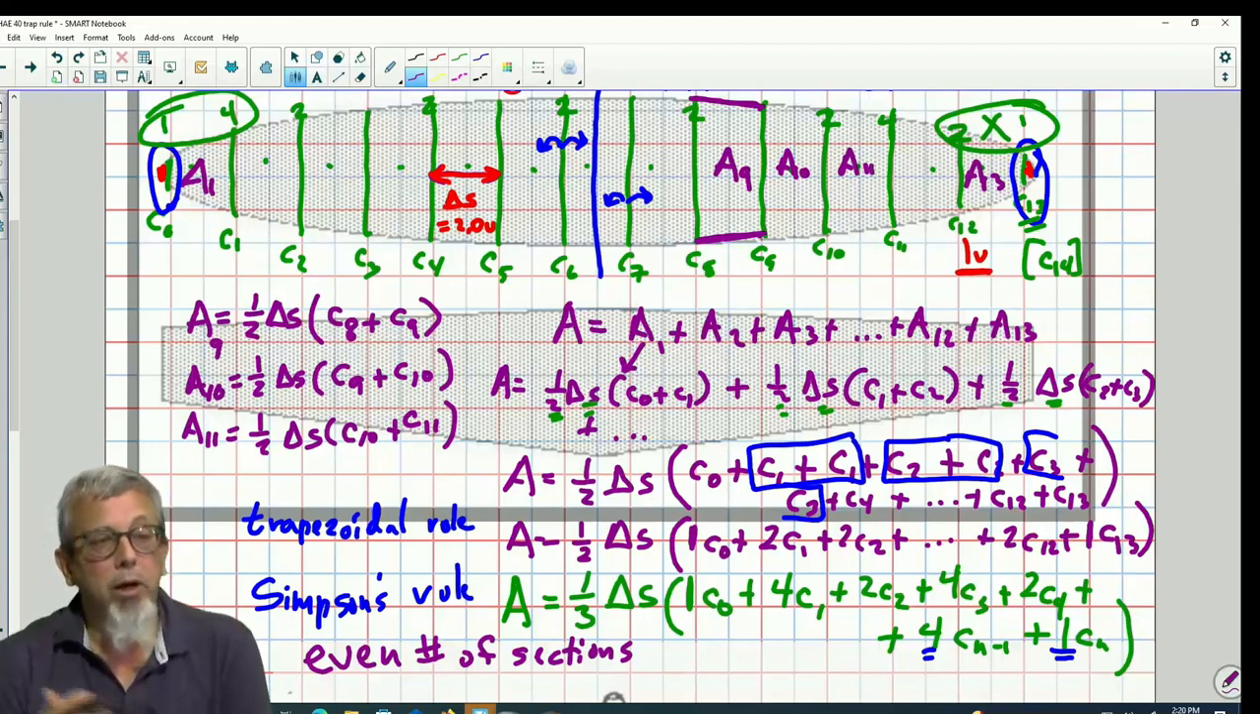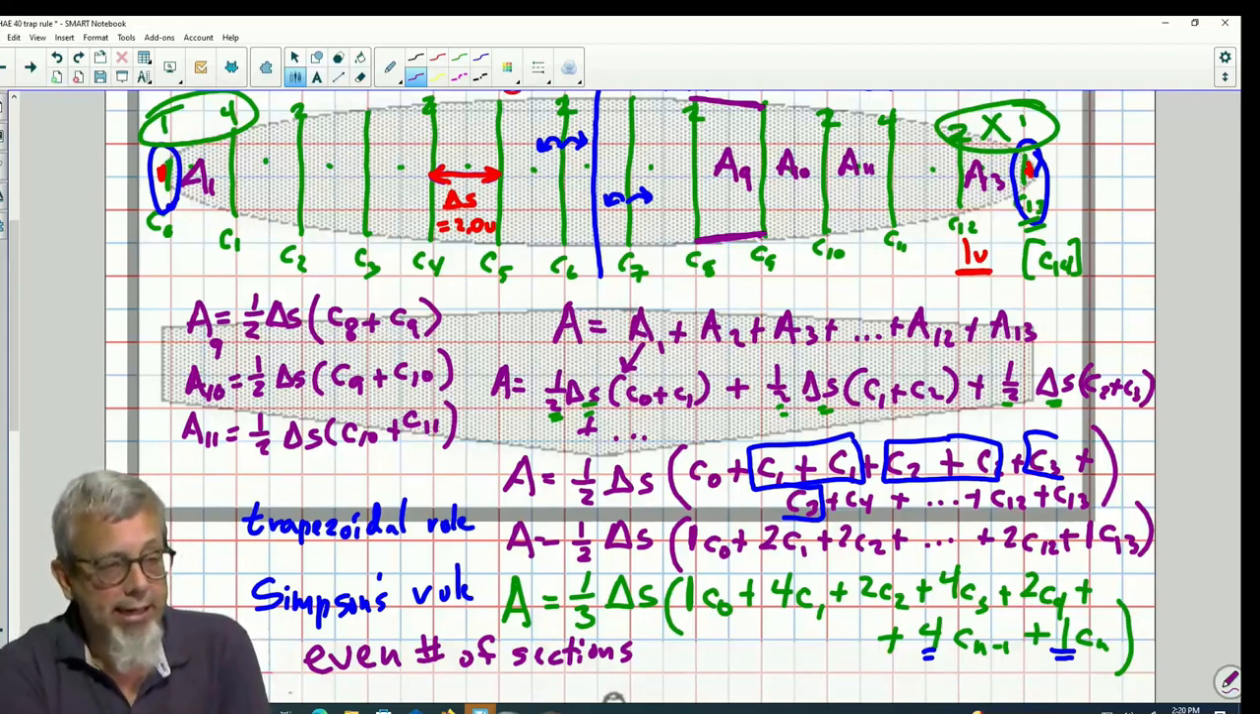So hopefully you can now see how we've derived the trapezoidal rule and Simpson's rule as means of calculating the area. We'll show a demonstration of this in a later video.